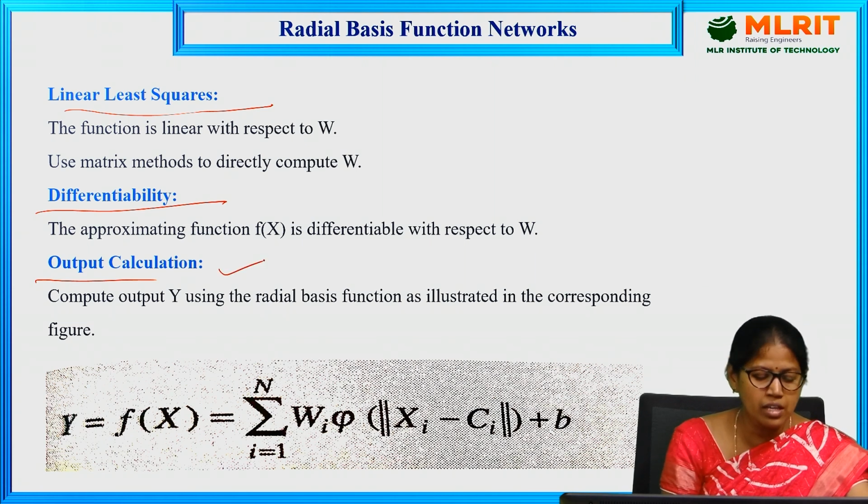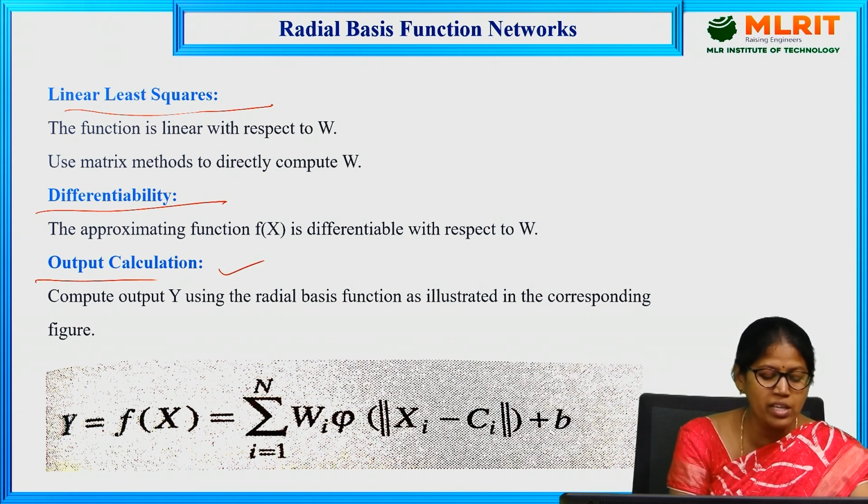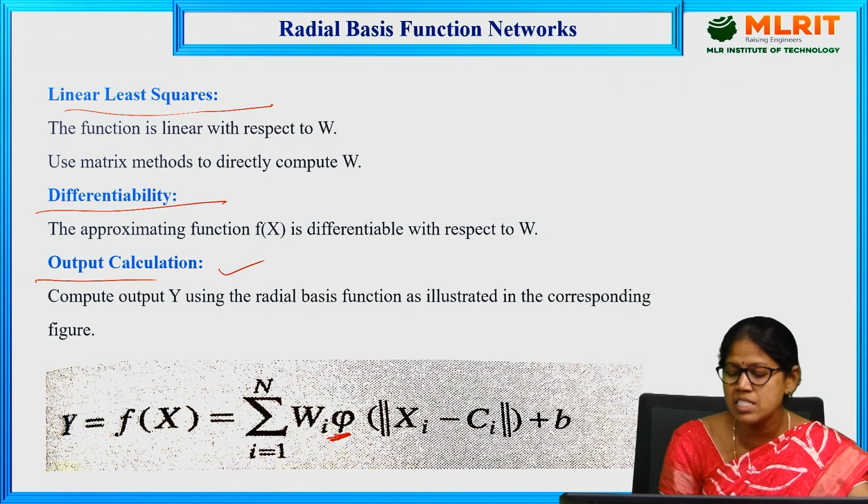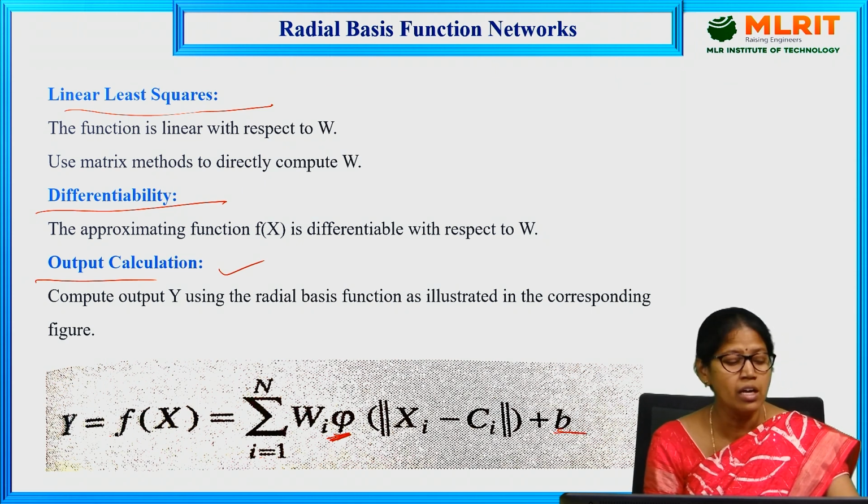To calculate the output, the formula is y equals f of x equals sigma i equals 1 to n, w i times phi of the activation function of x i minus c i, plus b, where b is the bias.